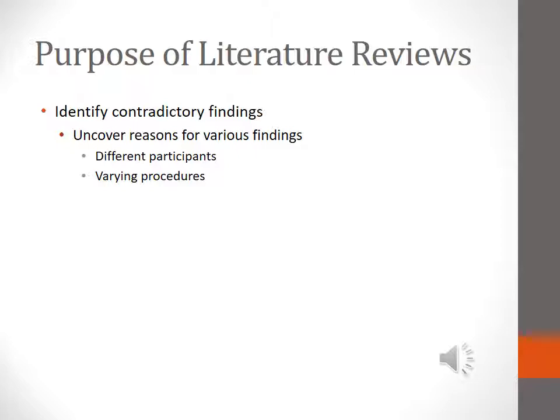Literature reviews also identify contradictory findings, and it may uncover reasons for various findings. For example, there could be different participants. Some may say that a tree may fall because it has too much water in it, for example, or some may say that a tree may fall because it is dying. So those are two contradictory findings, but it could be because they're different trees and they need different types of care. So if you take that to the research literature, different participants may yield different results depending on the location, depending on age, depending on how you selected the different characteristics.